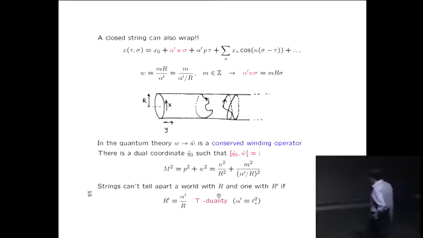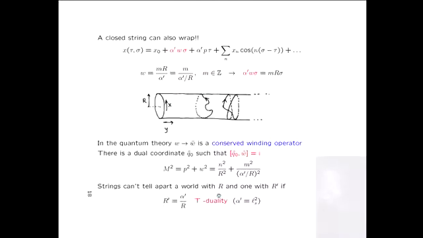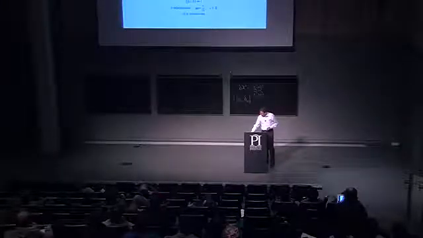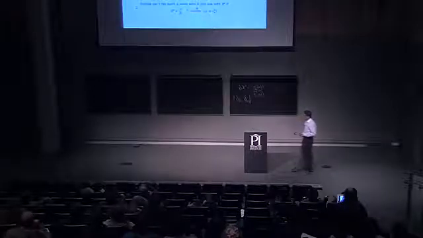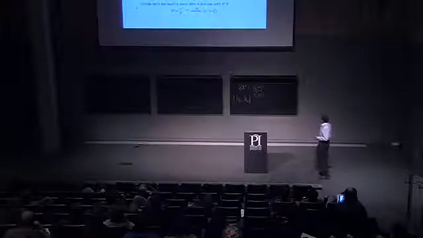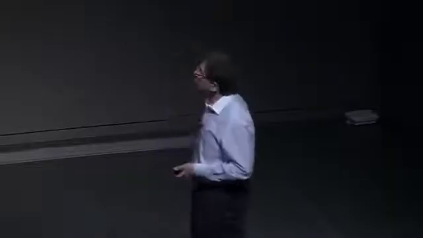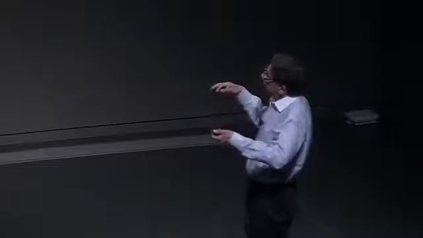Alpha prime is a constant in string theory with units of length squared. So alpha prime over r is a distance. And therefore, if you remember our previous slide, where the momentum is quantized in units of n over a distance, r, the winding is quantized in units of m over this alpha prime over r. And it is as if the radius for the winding was alpha prime over the radius. In the quantum theory, this W is conserved. The winding is conserved, just like the momentum is conserved.